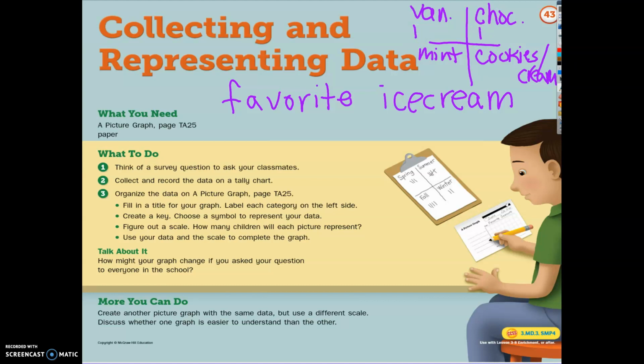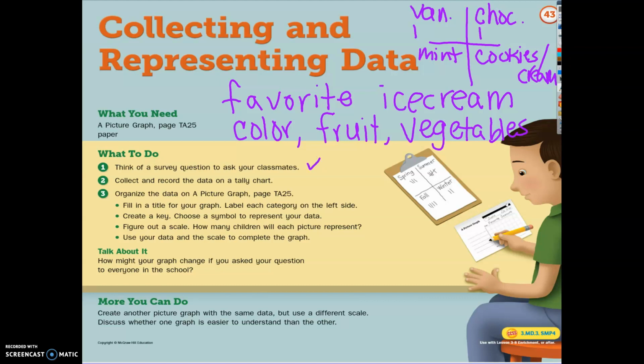Now, it doesn't have to be favorite ice cream. It could be favorite color. It could be favorite fruit. And come up with 4. It could be vegetables. Give them a choice of 4 vegetables, and let them pick 2. All right? So that's number 1.